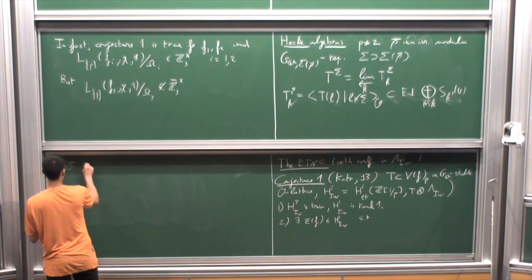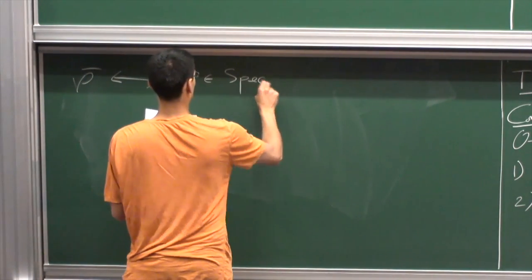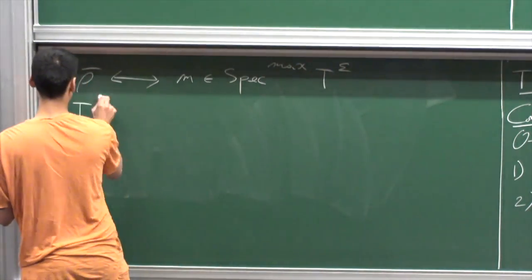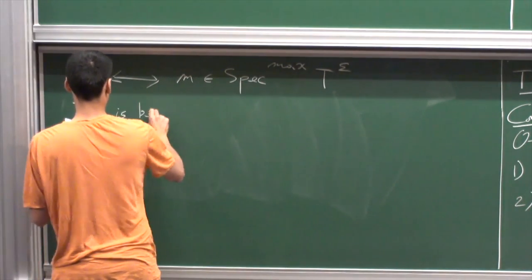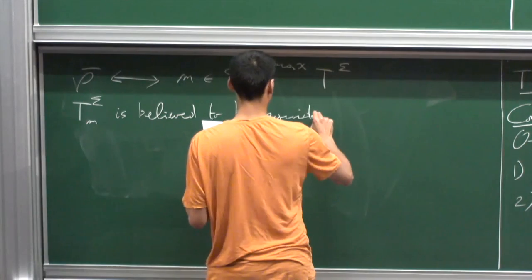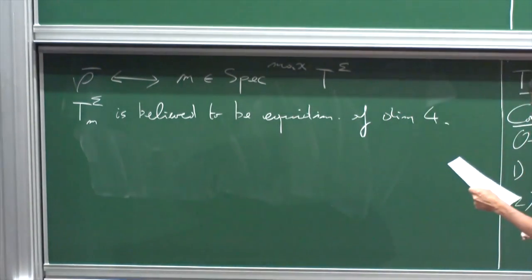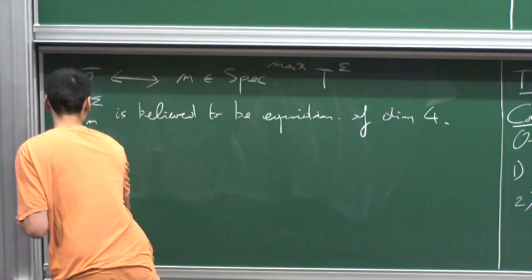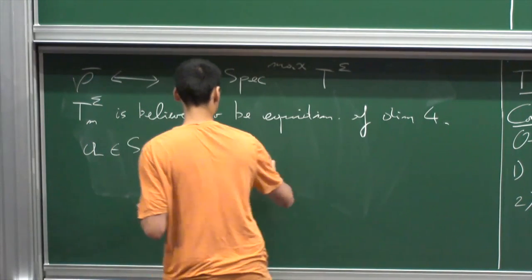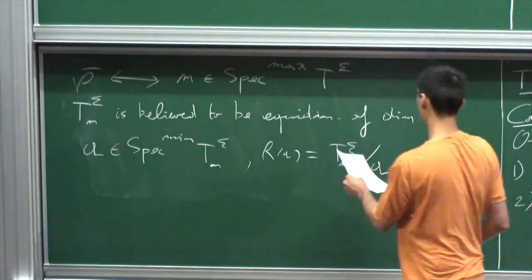So to rho bar corresponds a maximal ideal m of this Hecke algebra. And I mentioned that the localization of T_Sigma at m is believed to be equidimensional of Krull dimension 4, and this is often known to be true. One more notation: if a is a minimal prime ideal of the reduced ring T_m,Sigma, then I will write R_a for the integral domain quotient, T_m,Sigma over a.